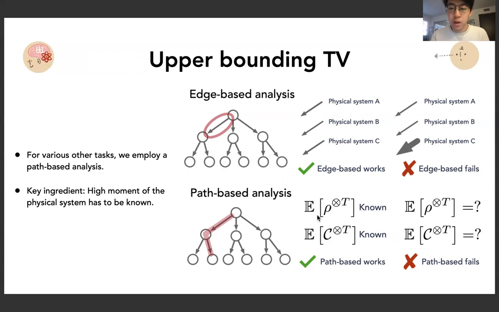If that could be computed easily, then one could employ a path-based analysis, which is a combination of tensor analysis and these random higher moments. On the other hand, if one is unable to obtain a succinct expression for the higher moments, then it is not easy to apply the path-based analysis.